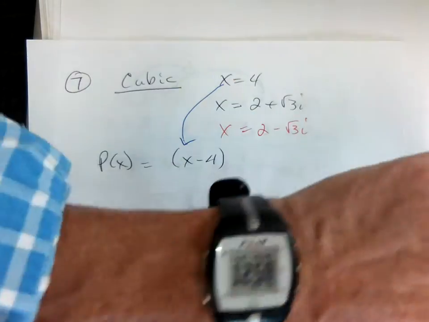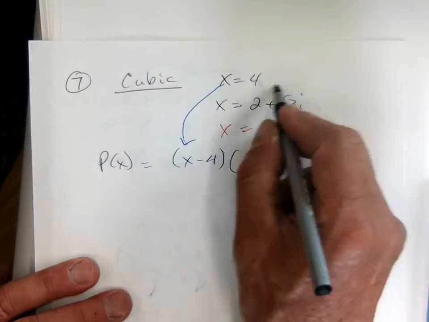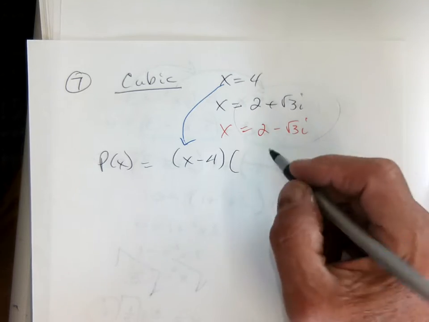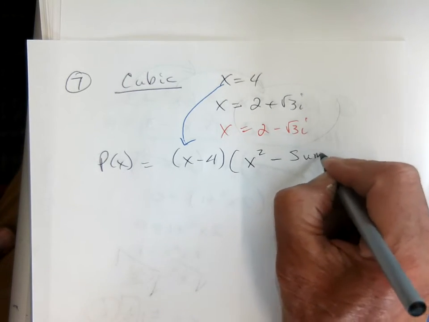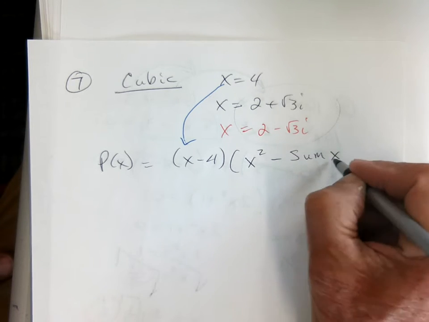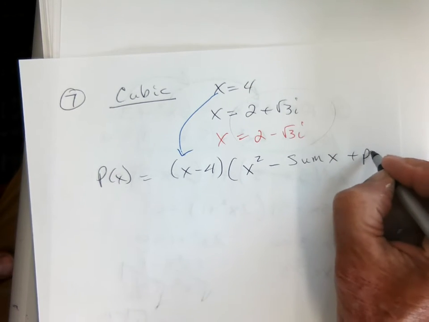And then, well, these two are kind of hard to do, but we have that equation, x squared minus the sum of the roots times x plus the product.